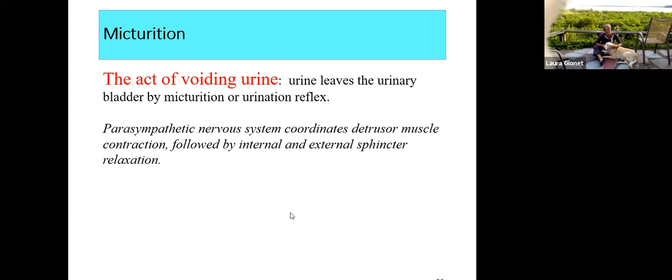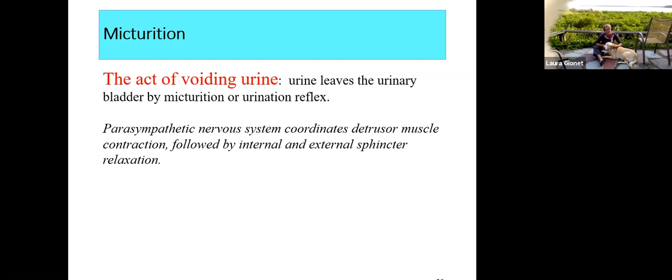Micturition is the act of voiding urine. Urine leaves the urinary bladder by the micturition or urination reflex. The parasympathetic nervous system coordinates that detrusor muscle to contract, followed by internal and external sphincter relaxation. So micturition, the voiding of the bladder, is a parasympathetic function. That's why in the autonomic nervous system in AMP1, I gave this little mnemonic, well, not really a mnemonic, but an acronym for the systems that are elevated in parasympathetic stimulation. We said it was SLUD. The systems that increase are salivation, lacrimation, urination, digestion, defecation.